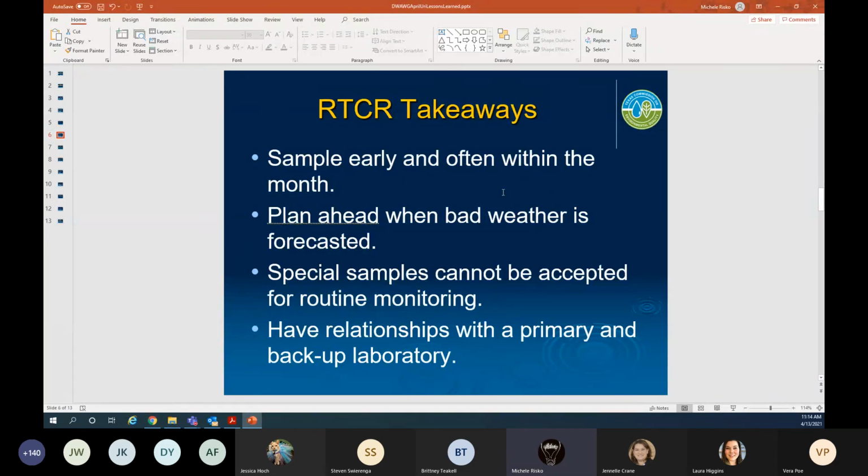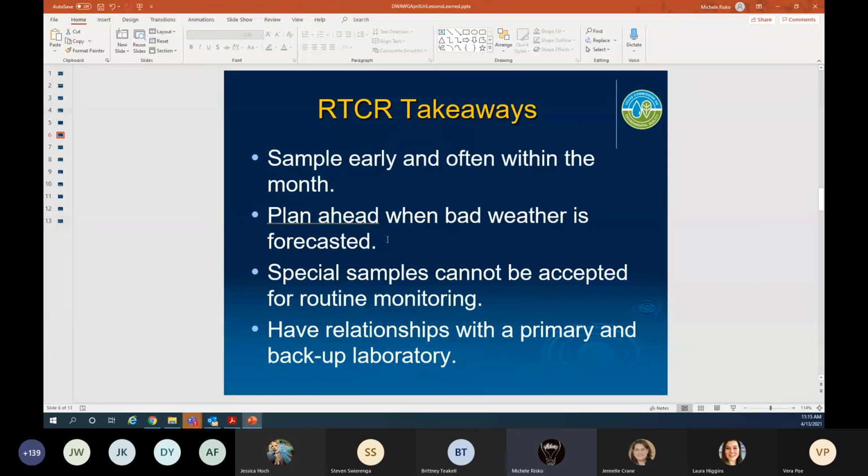Some RTCR takeaways, like I mentioned earlier: sample early and often. The earlier you can get information in, the less likely you are to run out of time. You can always front load the month. Not only does that help you because your samples are done, but it also helps the laboratory, because then they can concentrate on getting the analysis results reported to us and meet those timelines of the 10th. If people come in that last week, they're trying to do both analysis and reporting, and it's a lot of work on their side.